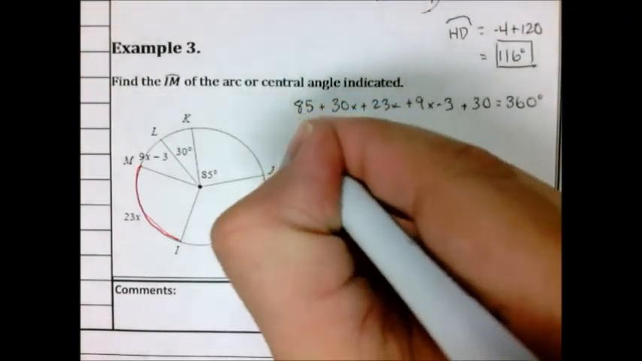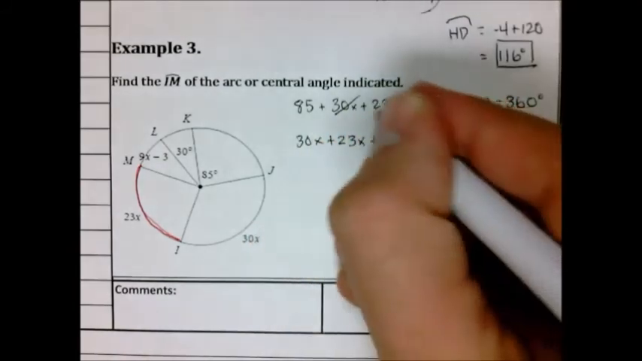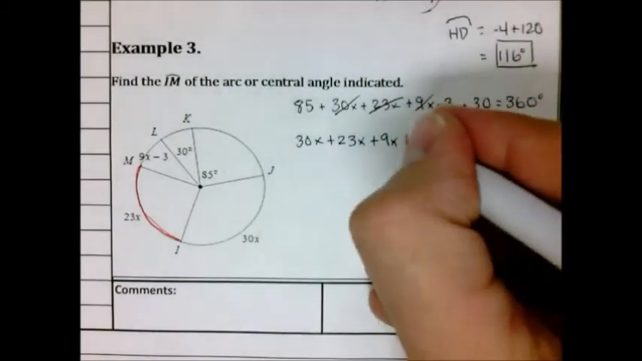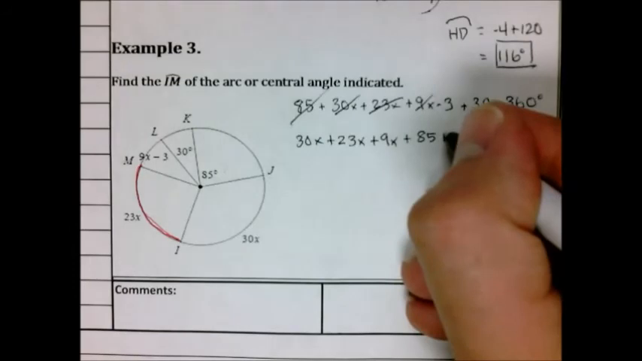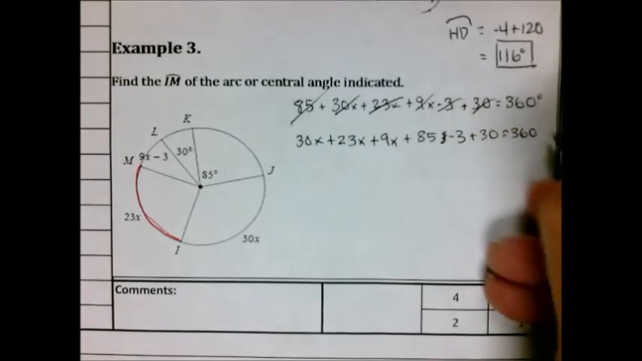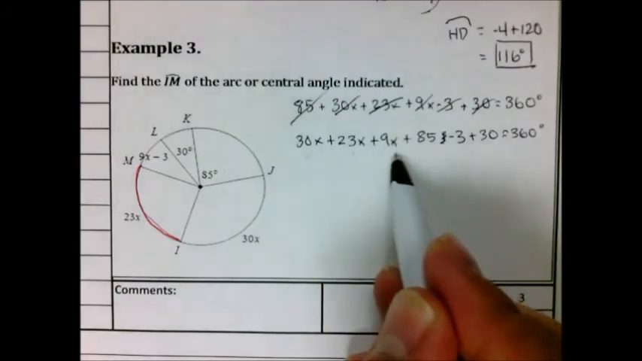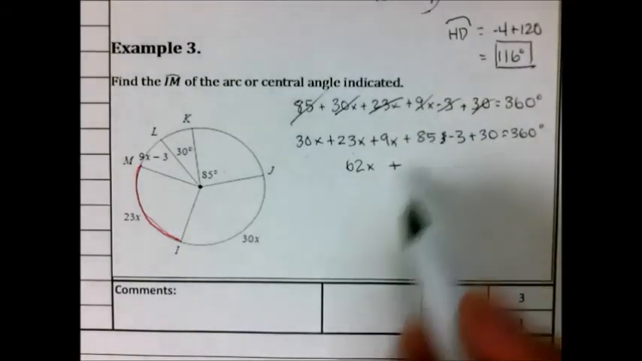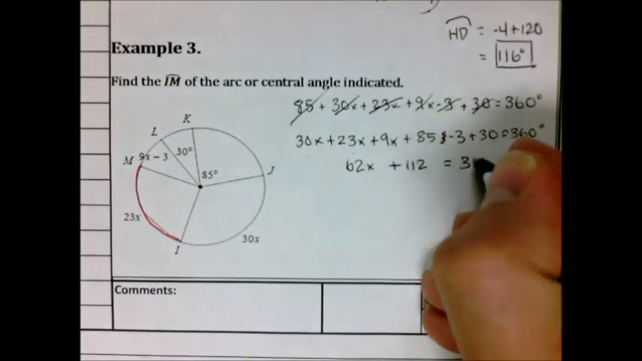We've got 30x, cross that out because I've got that one, plus 23x, plus 9x. That takes care of all of our variables. Now we can add in 85, minus 3, okay? So this should be minus 3 plus 30. And all of that's going to equal 360 degrees. Now we can combine our like terms, right? 30x plus 23x plus 9x. All three of those add up to be 62x. Plus 85 plus 30 minus that extra 3. All those are going to add up to be 112. And we'll set it equal to 360.